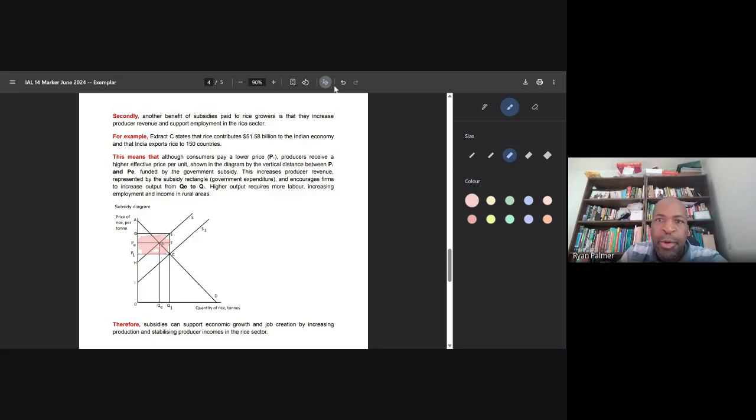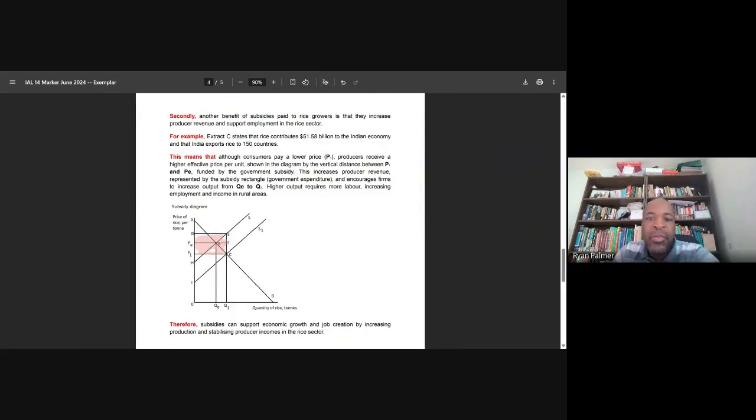So if we continue, since the rice growers are producing more rice, then you're going to have the right demand for labor kicking in. So in order to produce more rice, you're going to need more workers. So the firms are going to hire more workers so that they have more money coming in from government to enable them to do so.